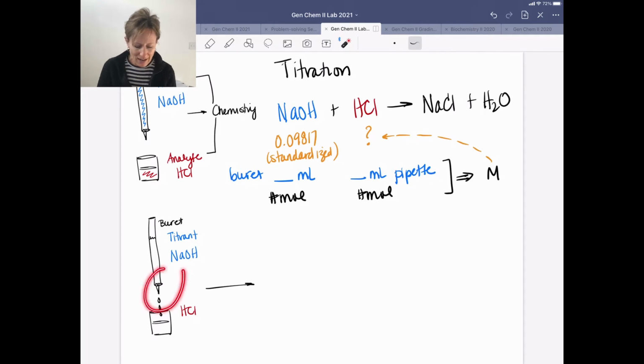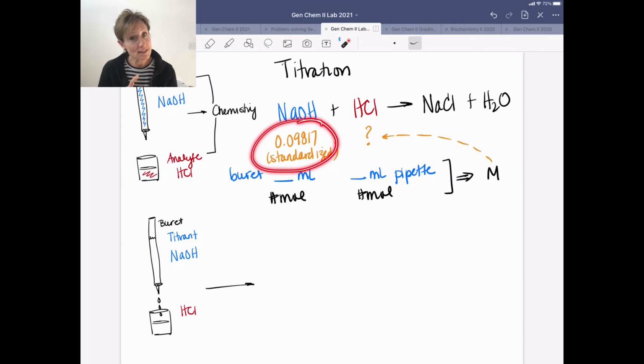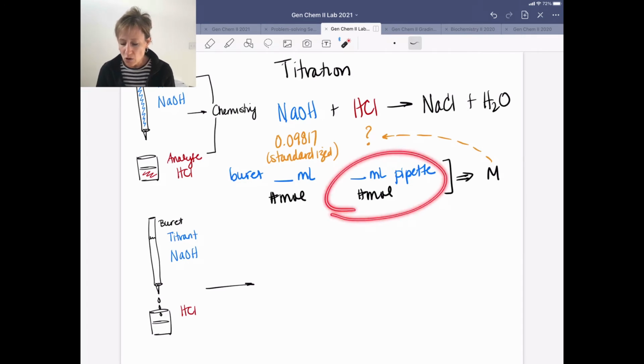And we're going to be titrating this sodium hydroxide into a specific volume of HCl that we don't know the concentration of. So we're going to have a known concentration of sodium hydroxide. We're going to add a known volume that we'll measure with our burette. We're going to be adding that to a known volume of HCl that we measure with a pipette, and we're going to be able to do those calculations then to determine the molarity of that solution.